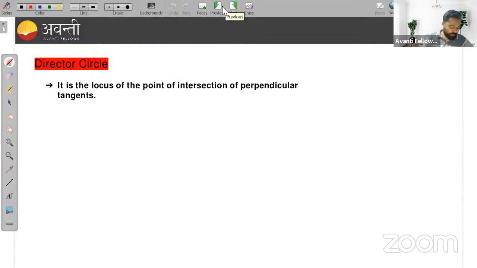What is the director circle? It is the locus of the point of intersection of perpendicular tangents. Suppose you have two perpendicular tangents like this. You have a circle, and this is my tangent, and this is, sorry.